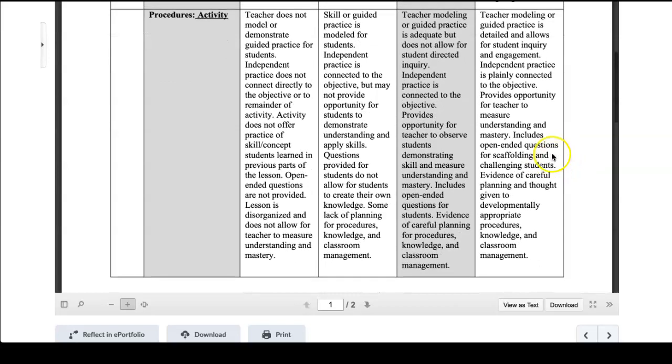The activity criterion is long, so let's break this down. For this one, we're going to start by looking at exemplary.